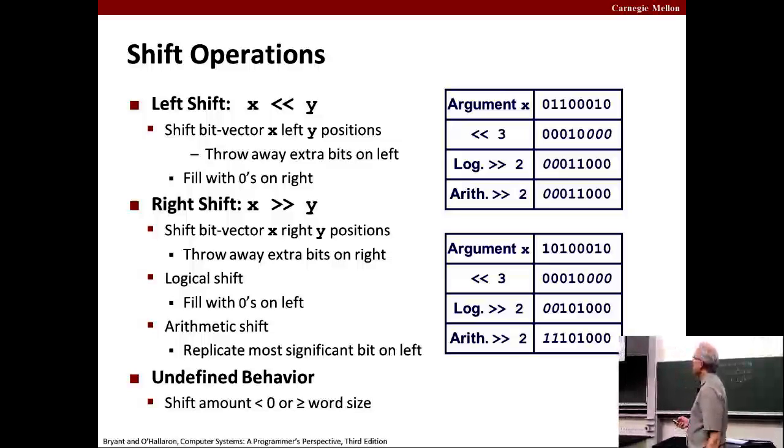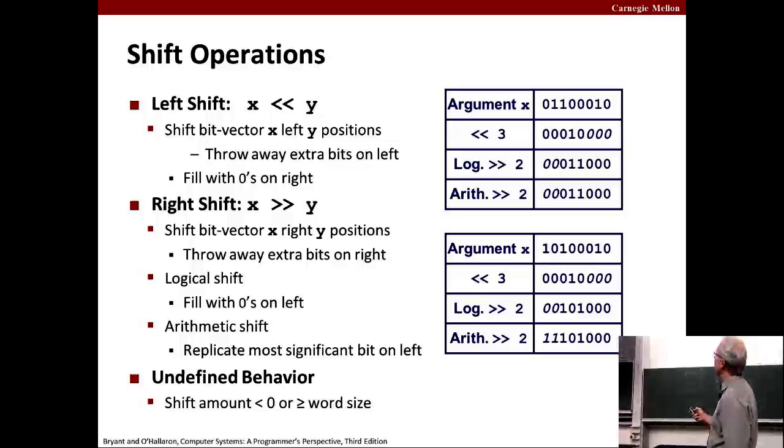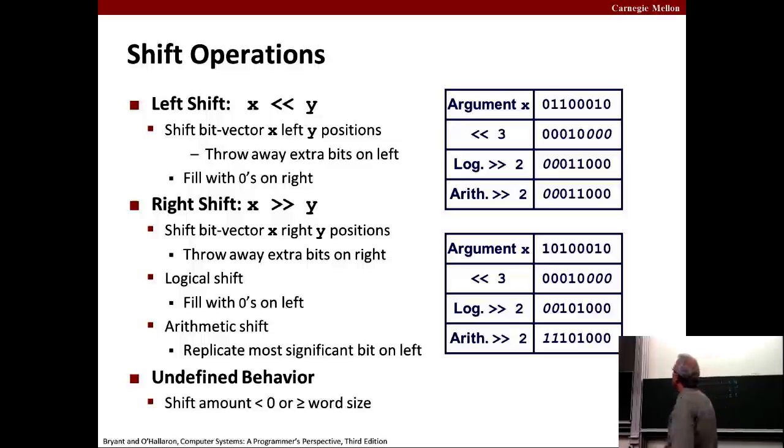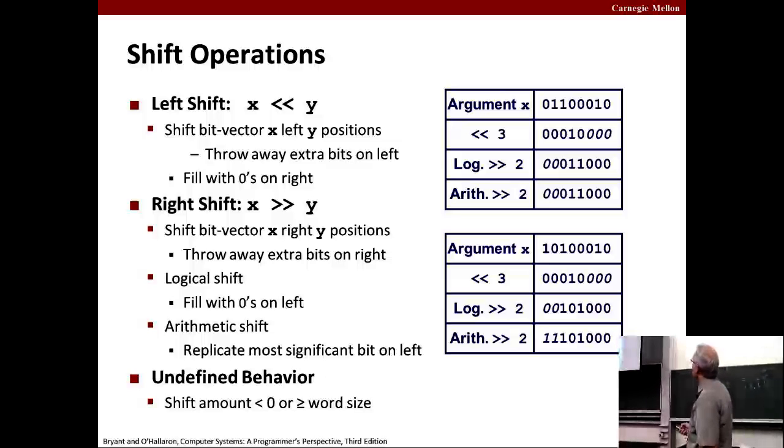But the idea of shifting is that you have some argument x, and you want to shift it some number of positions, either to the left or to the right, given by y. When you shift left, you just fill in with 0. I'm shifting by 3, so I'll take the low order 5 bits, move them over 3 positions, and then fill in with 0s. Whatever was in the upper positions of that original word just disappears into nowhere. Similarly, if I do a right shift, I take the upper 6 bits, move them over 2 positions, and fill in with zeros.